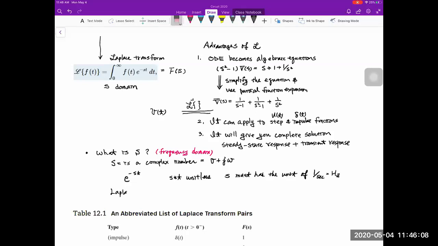For the Fourier transform, sorry, not Laplace. What's the symbol where it says complex number equals plus J omega? This is sigma. Oh, okay. Yeah, sigma.